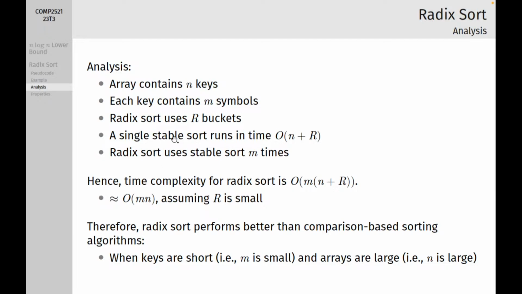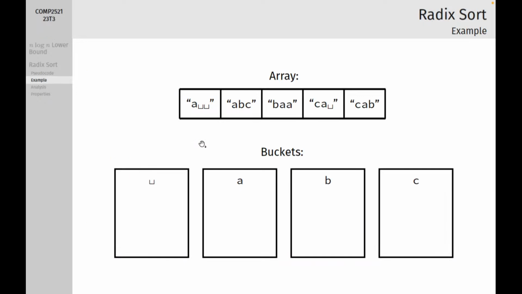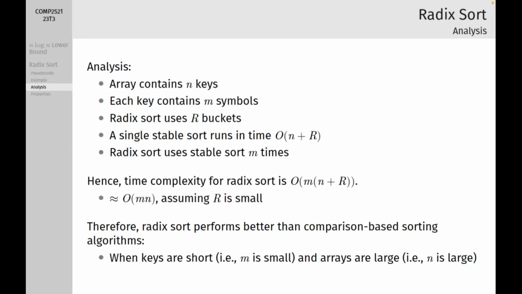So one of the sorts runs in time n plus r, right? So why does it run in time n plus r? That's because we store all the keys into the buckets. That takes O(n) time. Right, then we need to loop through the buckets. That takes O of r time, and store the keys back into the array, right, which is O(n) time. So O(n plus r).